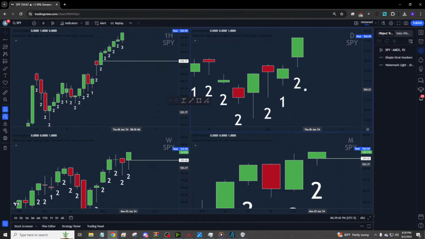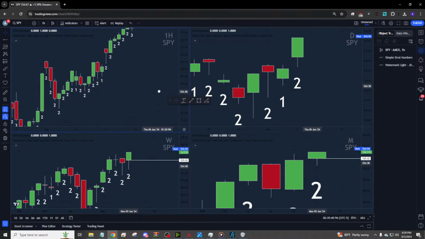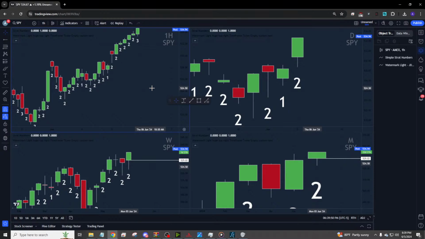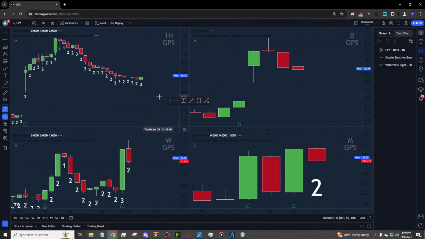Now, as far as this pertains to Turnaround Tuesday, as Sarah wanted to talk about, Turnaround Tuesday is a phenomenon where price will simultaneously reverse what it was doing on Monday and then change what the week is doing. So when we're looking at the first day of the week, and this week's not the best example, we'll actually go to GPS here.